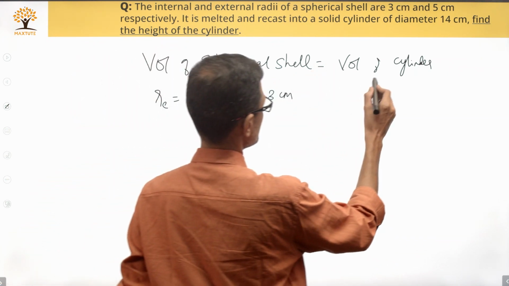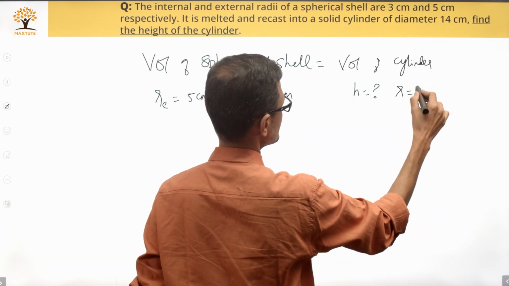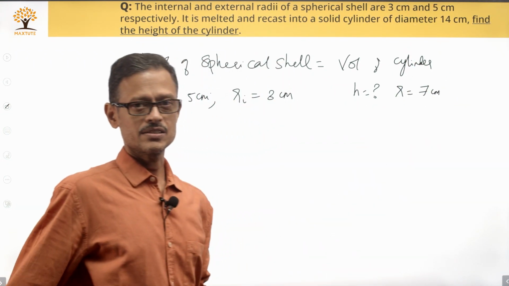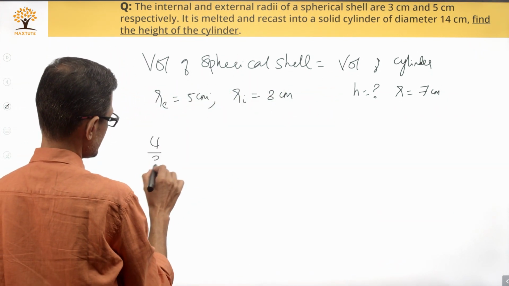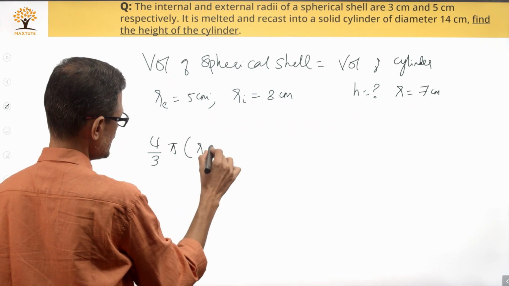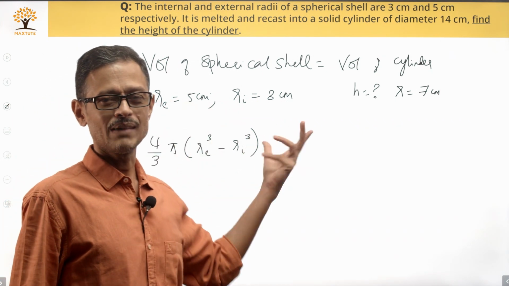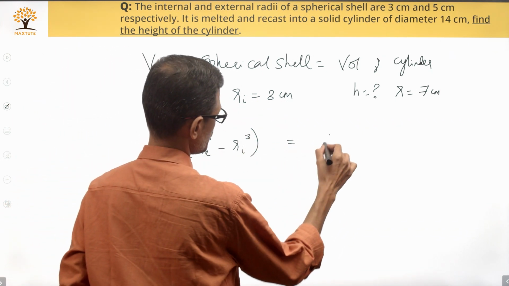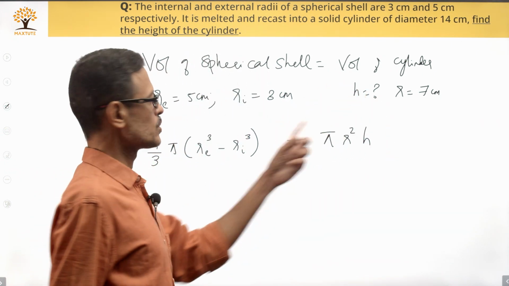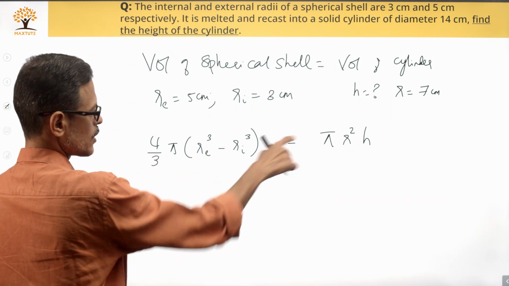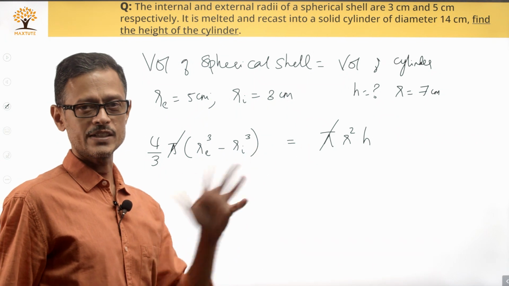For a cylinder, what do we have? We'll have to compute the height, which is what the question is about. Radius is given. If the diameter is 14 centimeters, the radius is equal to 7 centimeters. So let's equate the volume on both sides. The volume of the spherical shell is equal to 4/3 pi (Re cube minus Ri cube), so essentially the external volume minus the internal volume. This is equal to pi R square H. We are trying to find the value of H. R, Re, and Ri are known. Pi is on both sides, so don't bother writing it as 22/7. Pi cancels when you divide both sides by pi.